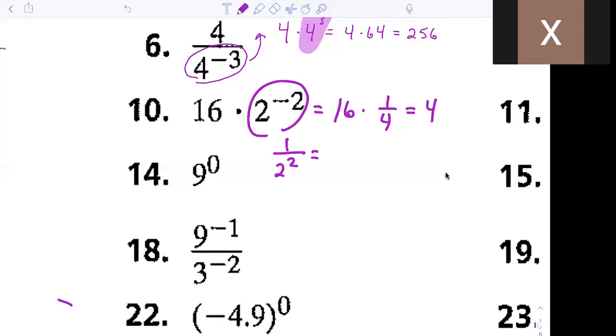What's 2 squared, Austin? Well, 2 squared is 4. So it makes it 1/4. Max, you in the game? What?